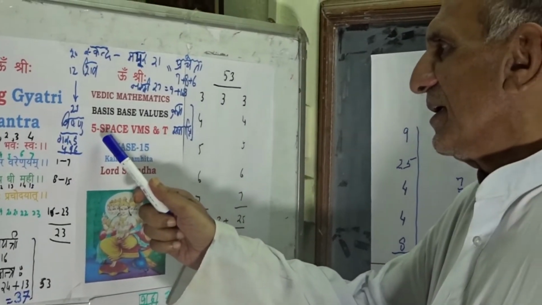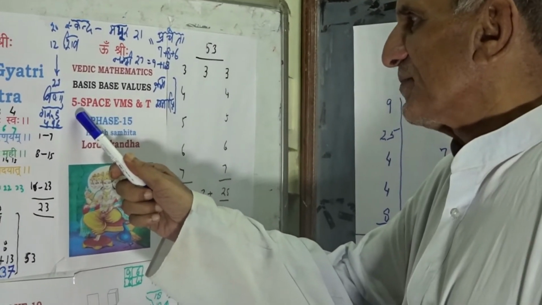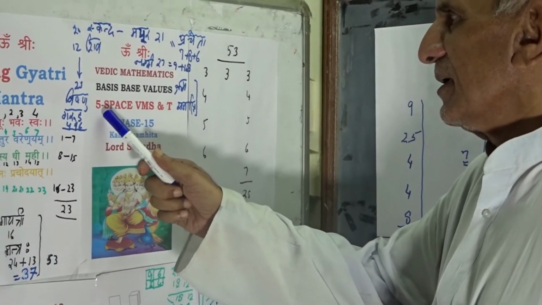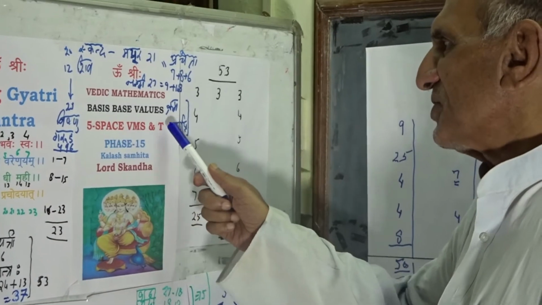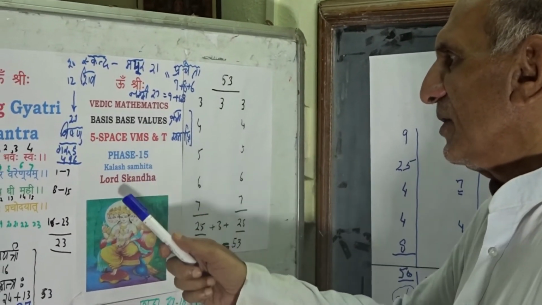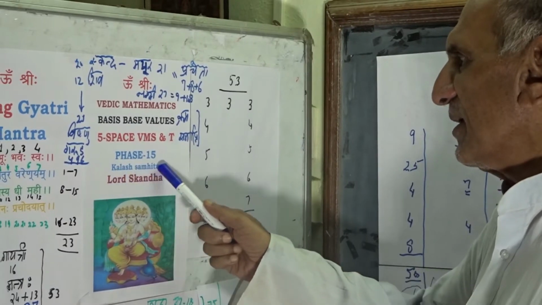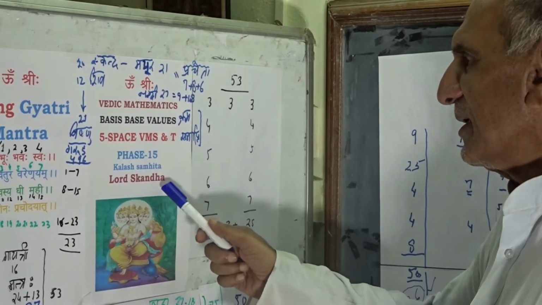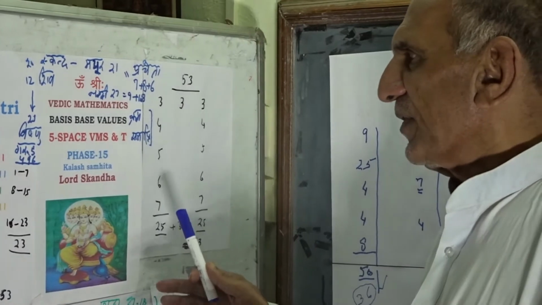We are initiating and exposing about 5-space VMST. In phase 15, we are in the shelter of Kailash Samhita. Lord Skand is the overlord of Kailash Samhita.